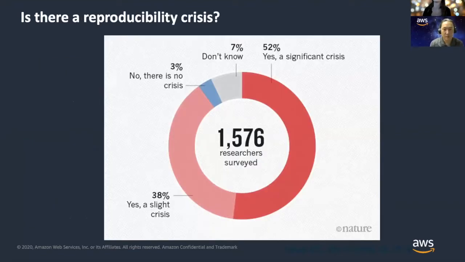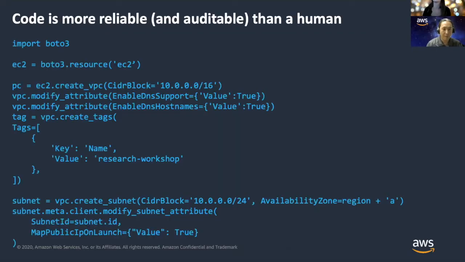I think that this is an important talking point. Reproducibility is a big issue in research right now. Without looking at whether it is a crisis or not, it's really important. We provide a lot of tools to automate infrastructure to make it easier to deploy. And when we think about this, code is more reliable and auditable than people are.